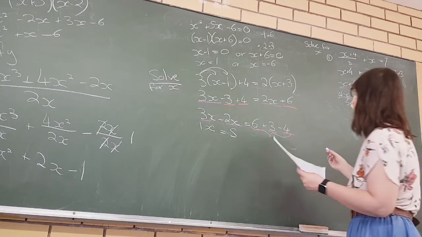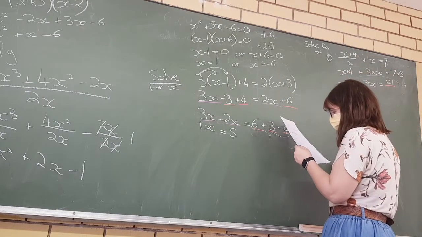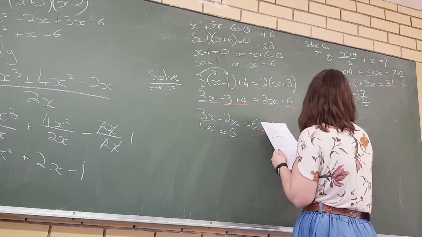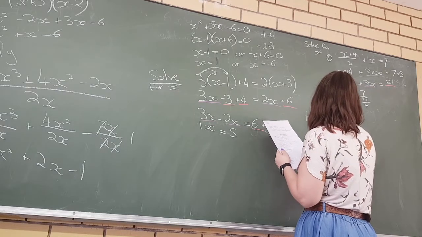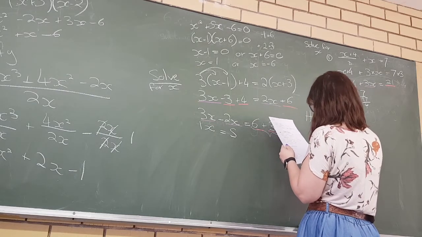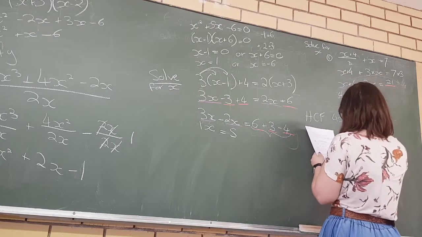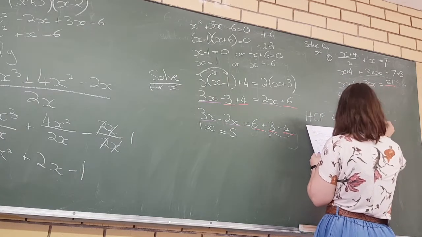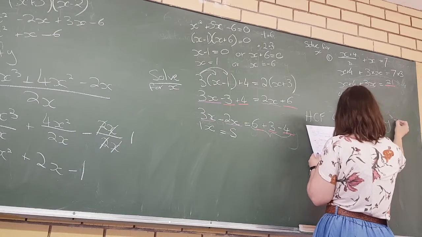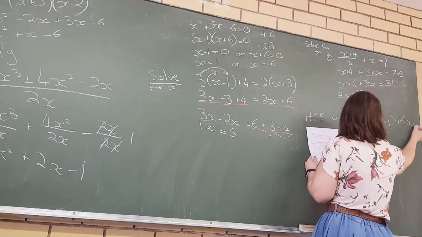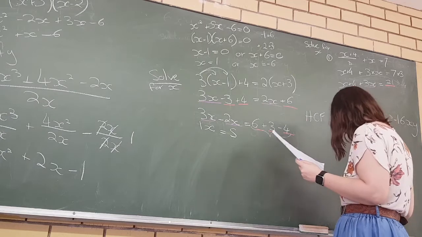So now we're going to be doing highest common factor. Our sum is 4x squared y plus 12xy cubed minus 16xy. Now we're doing our highest common factor.